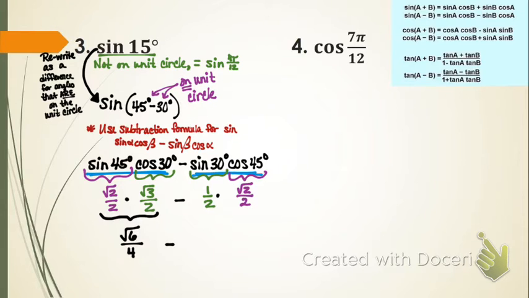I'm going to bring my subtraction down, and then we're going to multiply these two fractions together. What is 1/2 times square root of 2 over 2? Square root of 2 over 4. Can I write that as a single fraction? Yes. What would that look like written as a single fraction? Yep. Square root of 6 minus square root of 2 all over 4. And that would be my exact solution, my exact value.